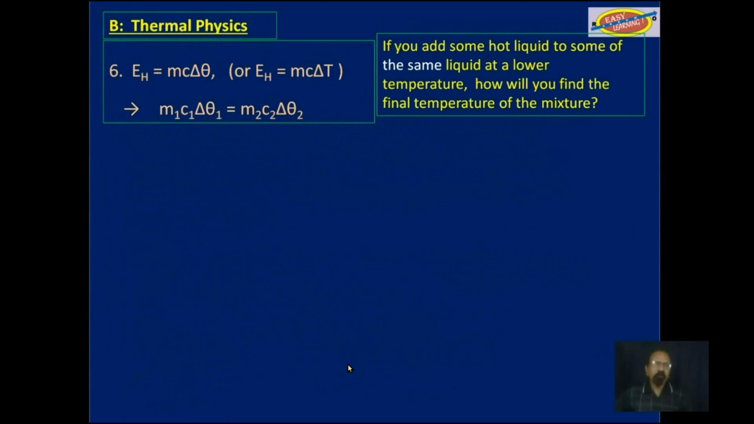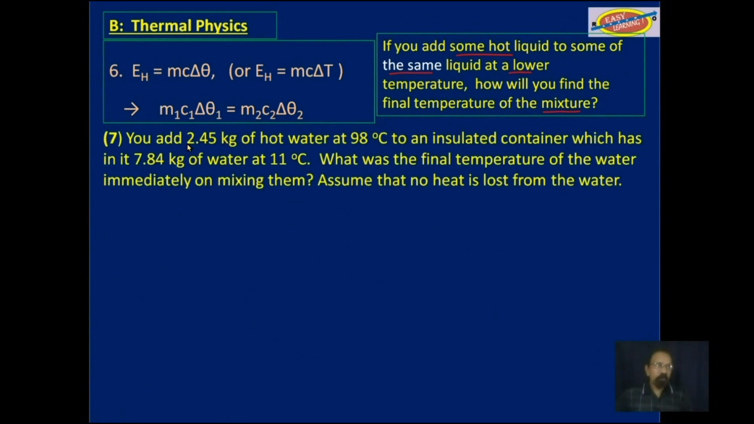Now finally, if you add some hot liquid to some of the same liquid at a lower temperature, how will you find the final temperature of the mixture, especially when you will not be given the specific heat capacity of the liquid? So let us say that you add 2.45 kilograms of hot water at 98 degrees Celsius to an insulated container which has 7.84 kilograms of water at 11 degrees Celsius.